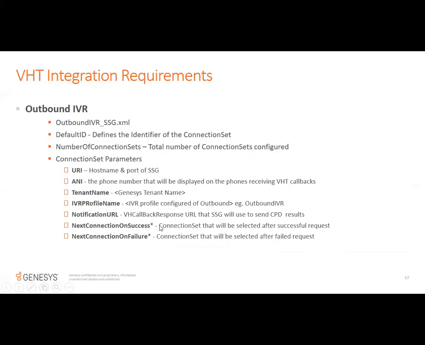The next option is next connection on success. This determines whether it's going to use another subset of connection sets in the event that the first one is successful. So this is more for how you are going to configure load balancing between your SSG instances. And then the next connection on failure determines how it's going to handle a failure. If the first connection fails, it tells it to move on to the other one in hopes that you can provide some high availability for your SSG instances.